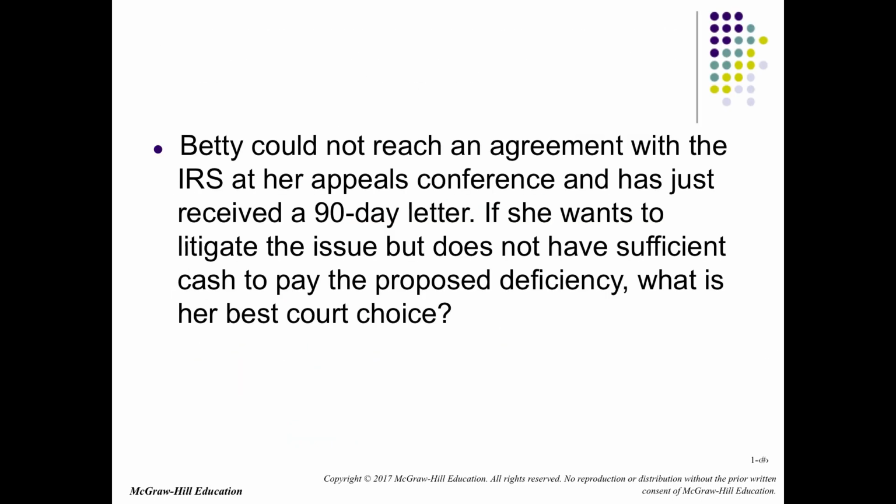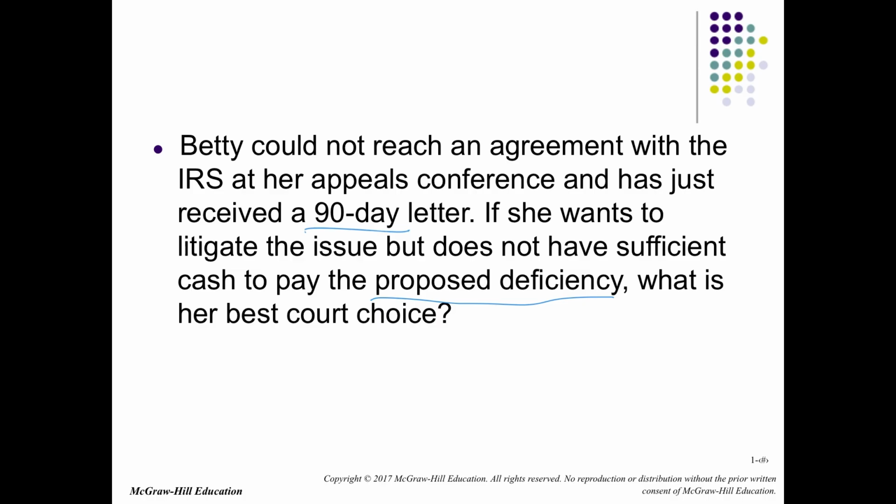All right. So now we have Betty, and Betty could not reach an agreement with the IRS. And so she's been to an appeals conference and she's received her 90-day letter, and she wants to litigate the issue, but she doesn't have enough cash to pay for the proposed deficiency. So what's her best court choice?